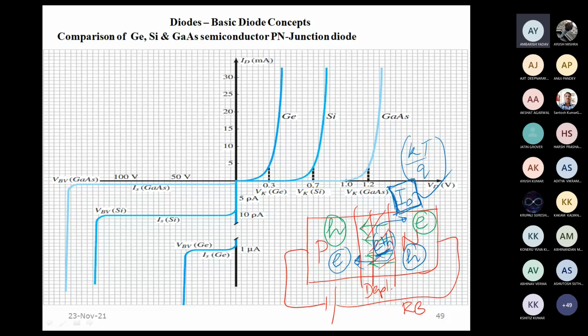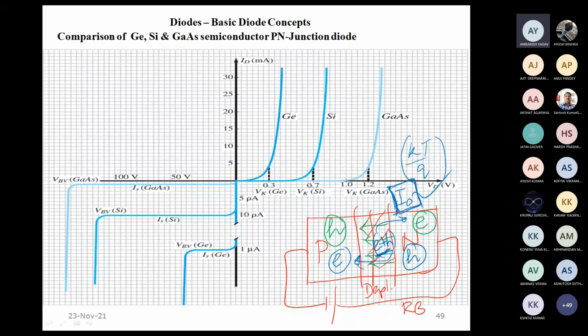And it is happening in the reverse biasing condition. That's why we call it the reverse saturation current. So I naught is mostly constant in a given range of voltage. We will see this very soon.